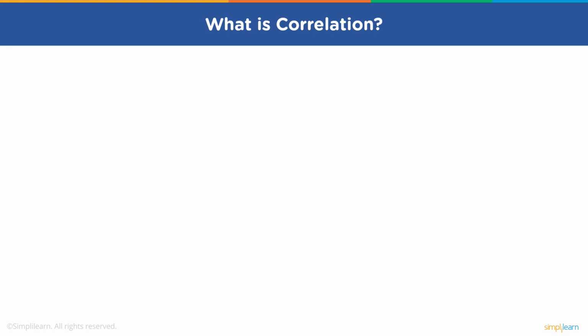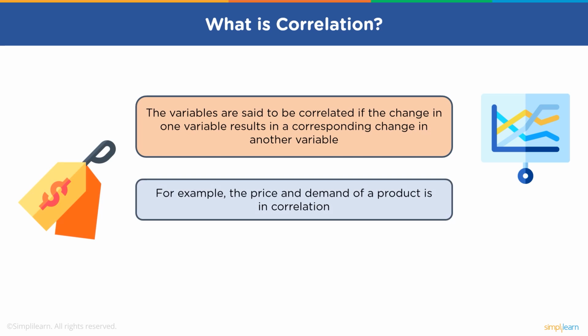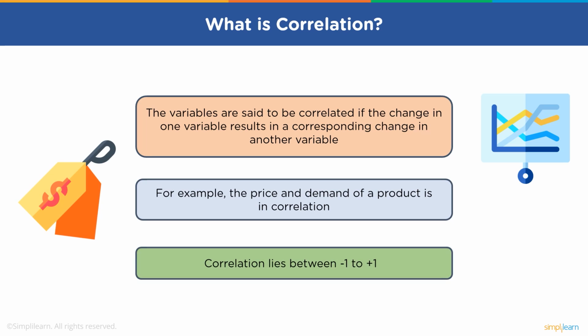So, what is correlation? Two variables are said to be correlated if the change in one variable results in a corresponding change in another variable. It can be positive or negative. For example, the price and demand of a product are in correlation. As the demand of a product increases, the price increases simultaneously. The value of the correlation always lies between minus 1 to plus 1.